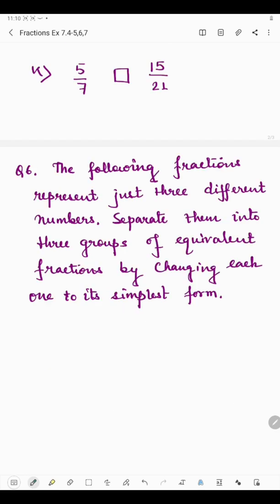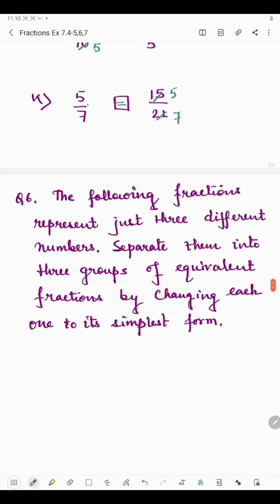Now in the next part we have 5 by 7 and 15 by 21. Okay, so here 5 by 7 is already in reduced form. But here 15 and 21 both come in 3's table, so we can convert it into simplest form. So 3 5s are 15, 3 7s are 21. So both are equal now. So we can put equal to sign.